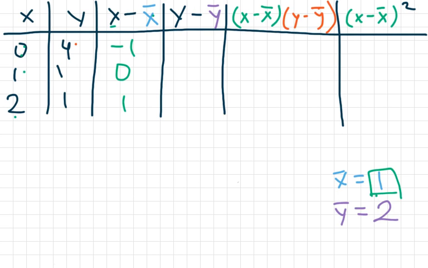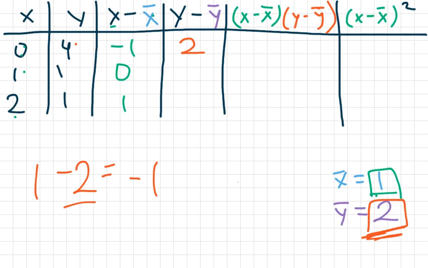I'm going to take the first y value of 4. I'm going to subtract the mean, which is 2. 4 minus 2 equals 2. That goes here. I'm going to take the next y value, which is 1. I'm going to subtract the mean, which I got here, which is 2. So 1 minus 2 is negative 1. And my last y value is also 1, so it's also going to be 1 minus the mean of 2, which is negative 1. There we go.